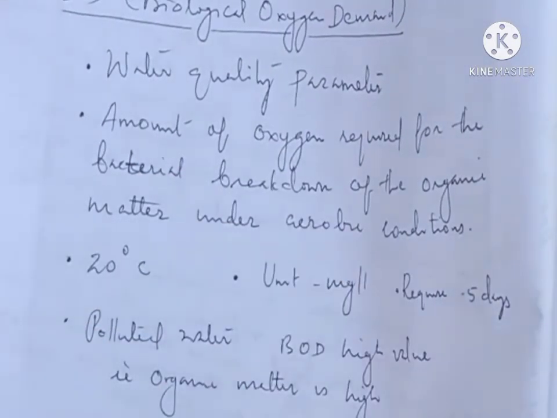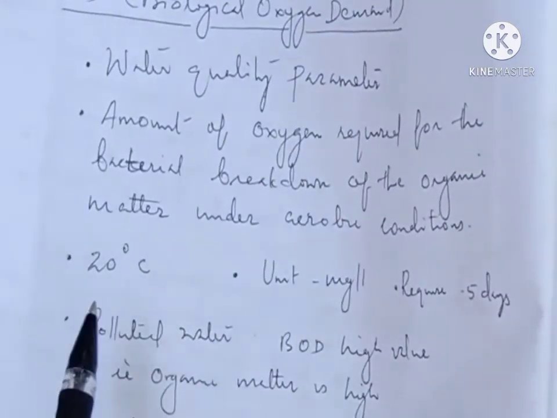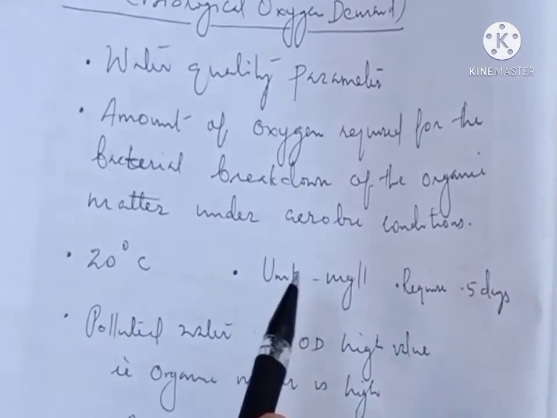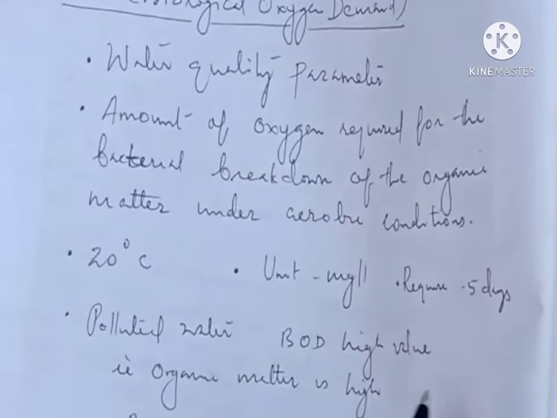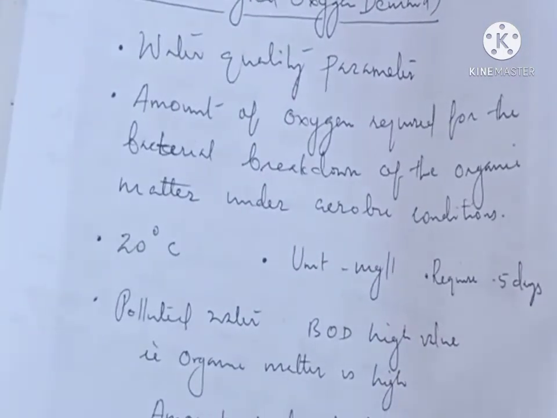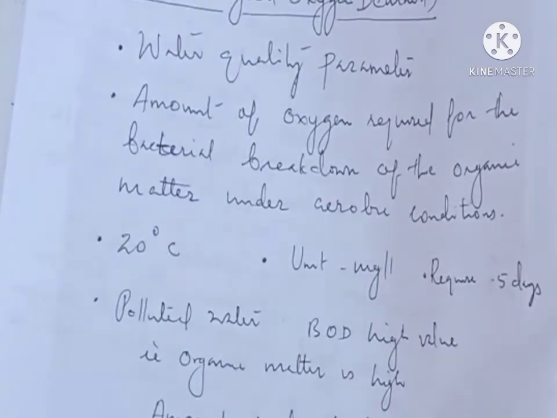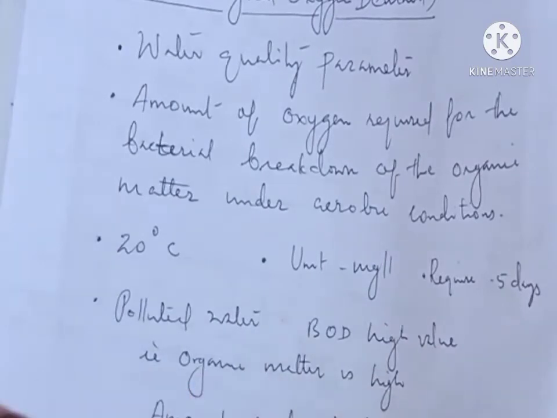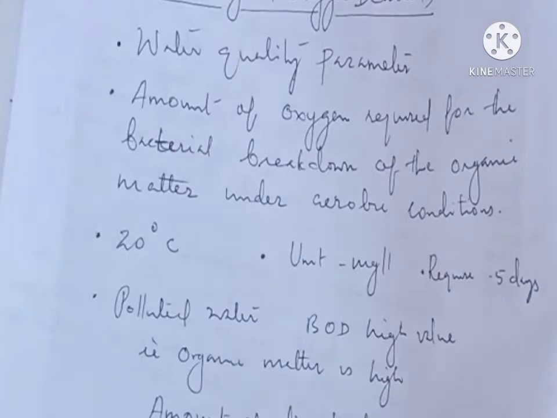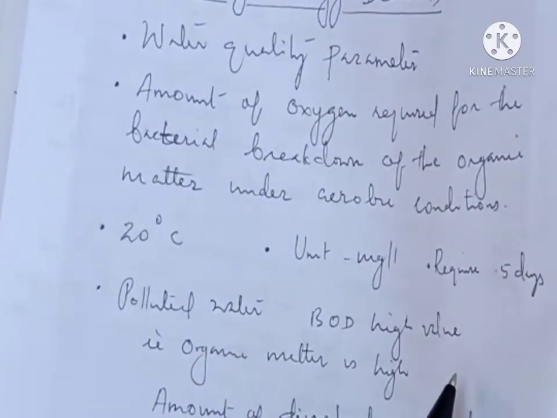matter in aerobic conditions. So usually this process is done at 20 degrees Celsius, and here also the unit used is milligram per liter. The time period required to study the BOD is 5 days. So polluted water means the BOD value is high, that is, the amount of bacteria present in that water body is high, so the required amount of oxygen is also very high. So BOD of polluted water is very high.